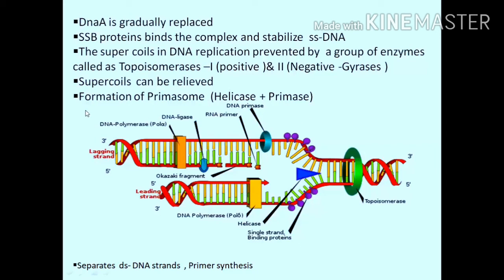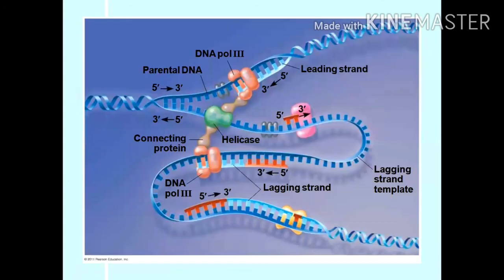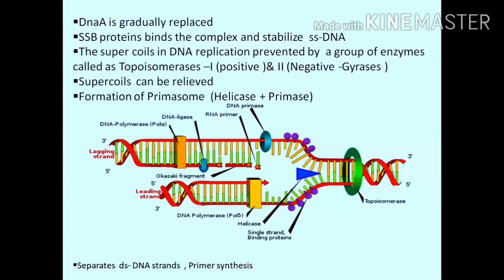The next one is formation of the primosome. After stabilization of the single-stranded DNA and the torsion relieved by the topoisomerases, the next process is formation of the primosome. The primosome is a collection of helicase and primase enzyme. The primase enzyme is involved in RNA primer synthesis. In this way, the initiation takes place at the ORI site, and it proceeds in both directions up to the terminus region.